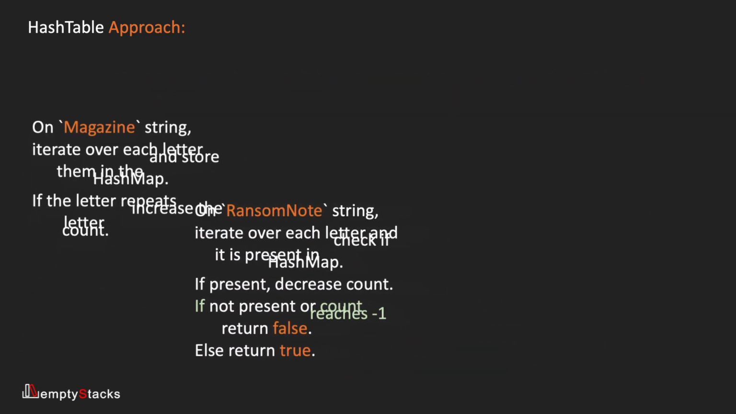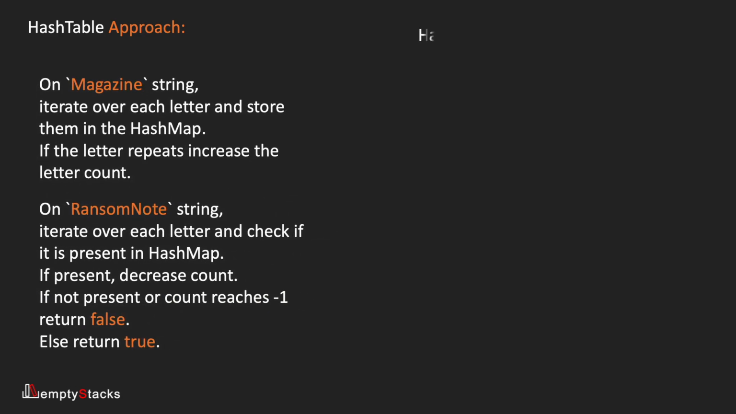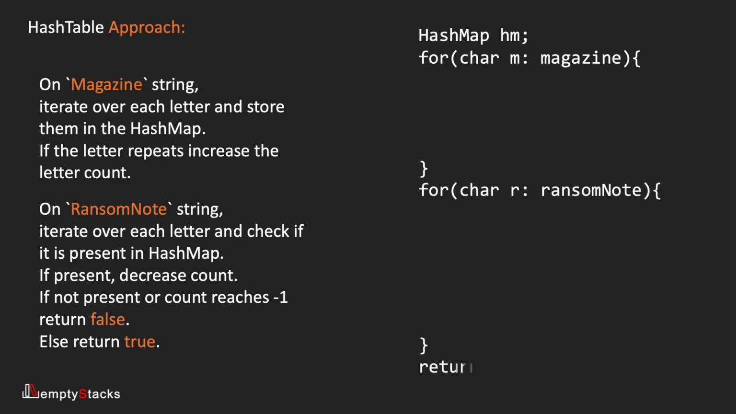Now let's write a pseudocode using this algo. We can start by declaring the hash map, then we iterate over both magazine and ransom note string. We add a return statement with true at the end of the code.